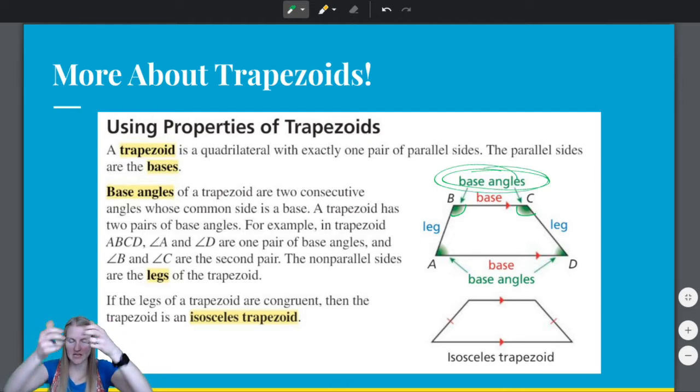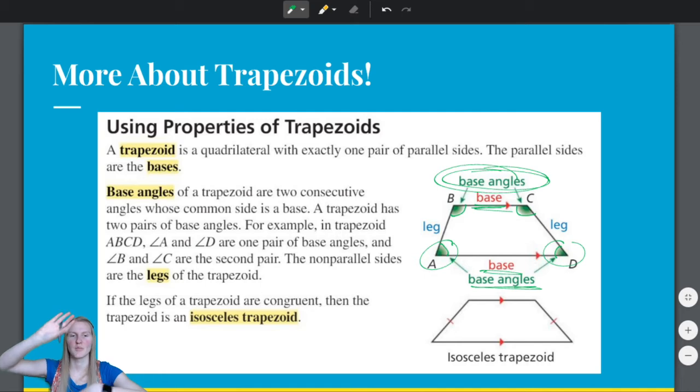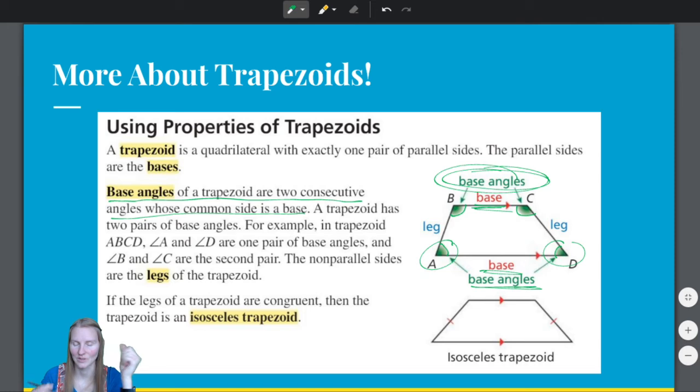We call those the angles of this base. And the bottom angles down here, these are the angles for this base. So base angles come in pairs and they kind of go with the base that they're attached to. So let's read more. Base angles of a trapezoid are two consecutive angles whose common side is a base.